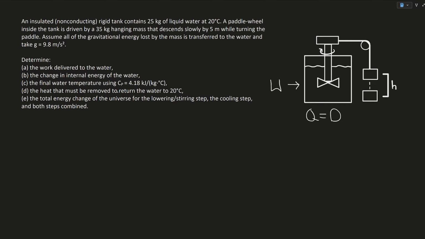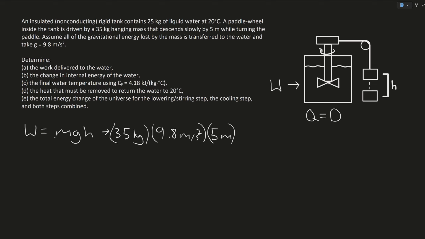For part A, we are asked to find the work delivered to the water. The work delivered to the water is equal to the mass of the weight times the gravitational constant times the distance traveled. Plugging in, we have our 35 kilogram mass times our gravitational constant of 9.8 meters per second squared, times the distance that it falls, which is 5 meters. This tells us that the work delivered to the water is equal to 1,715 joules. Or if we divide this by 1,000, that's equivalent to 1.715 kilojoules.